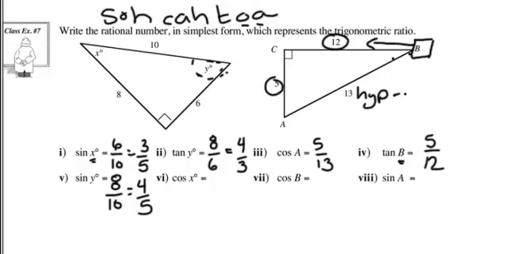For the next one, the cosine of angle x. So I have to move my pen to the x, find out which side is adjacent and which side is the hypotenuse. Since 10 is always the hypotenuse, it wouldn't be considered the adjacent side. So that must mean 8 is adjacent and 10 is the hypotenuse. So I'm actually at 4/5 again, and that's a 4.